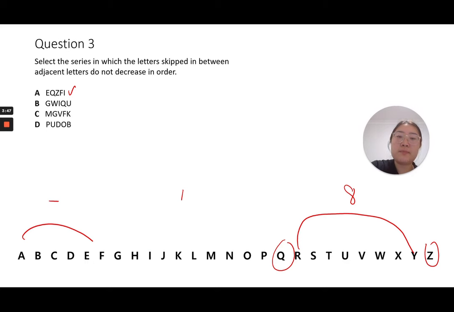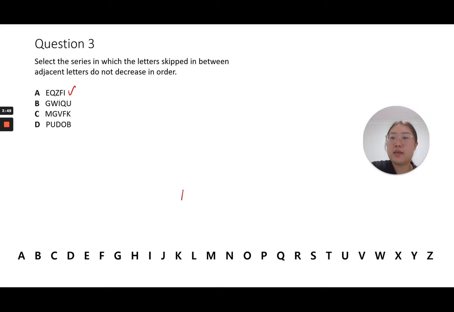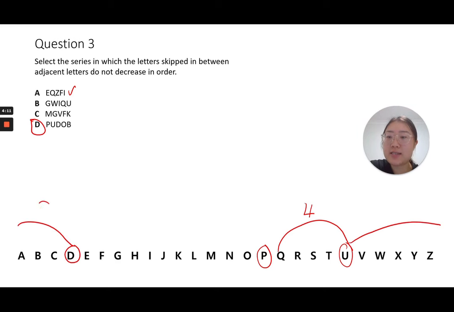Now you want to do the same thing for the rest of the options. B will be 15, 11, 7, 3. I've calculated it beforehand. And C will be 19, 4, 9, 4. So it's going down. D, however, we have P here, and then U. So that is 4. And then U to D, that's a bigger gap. That's 8. So this one is actually not decreasing in size as it goes down. Hence D is the right answer.